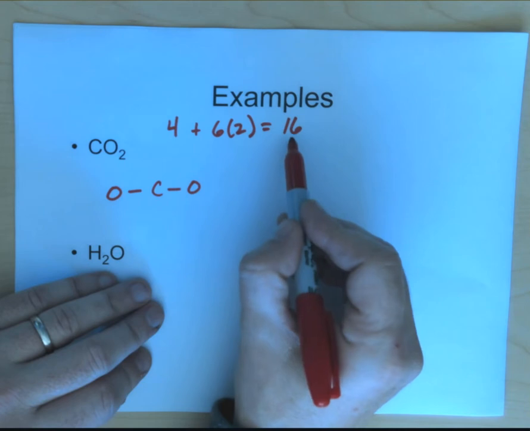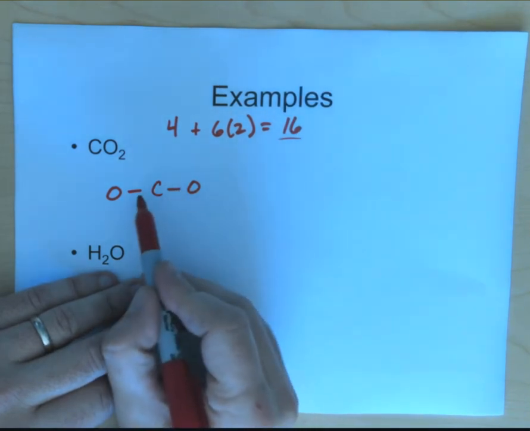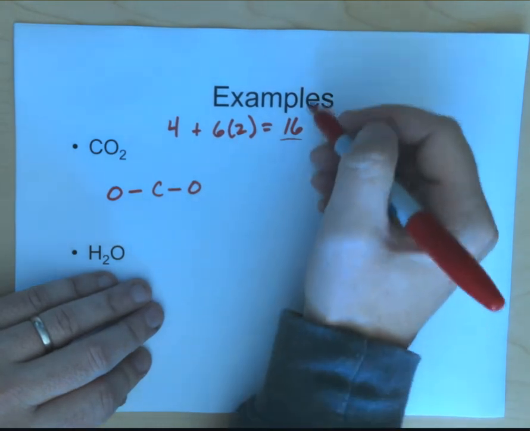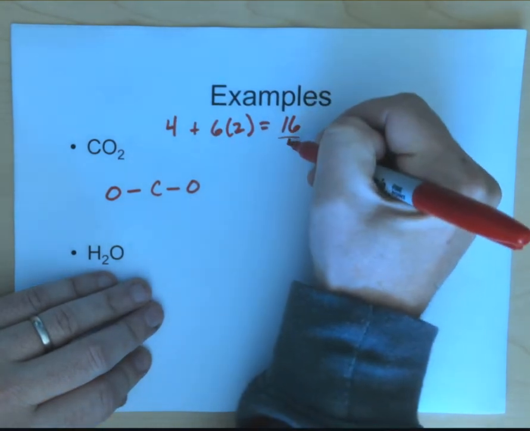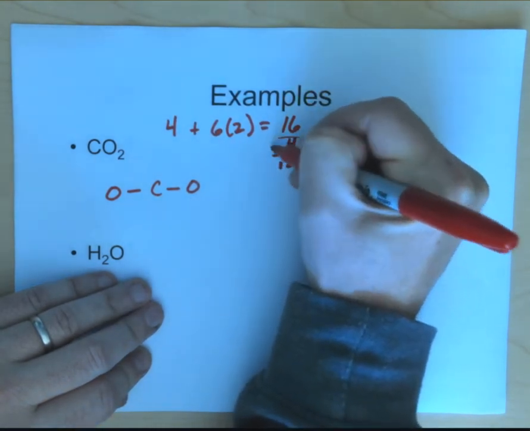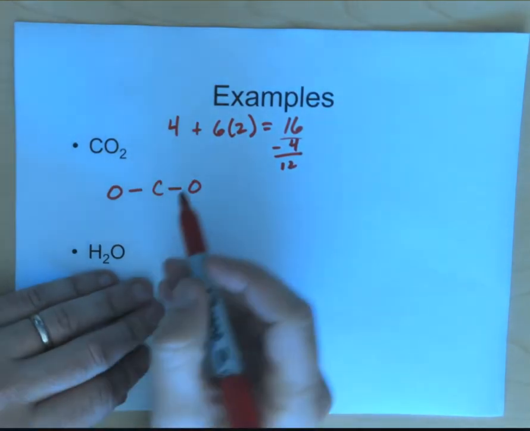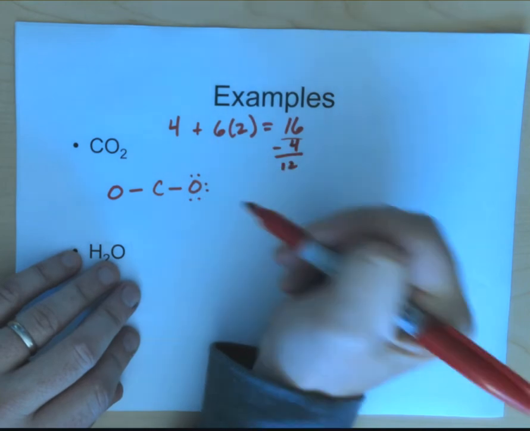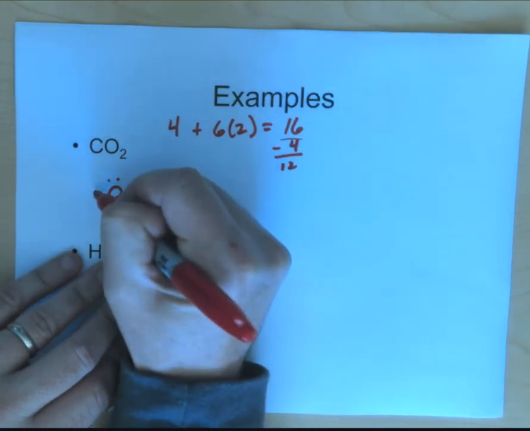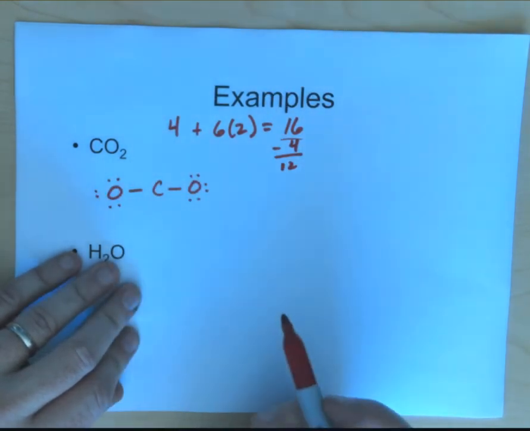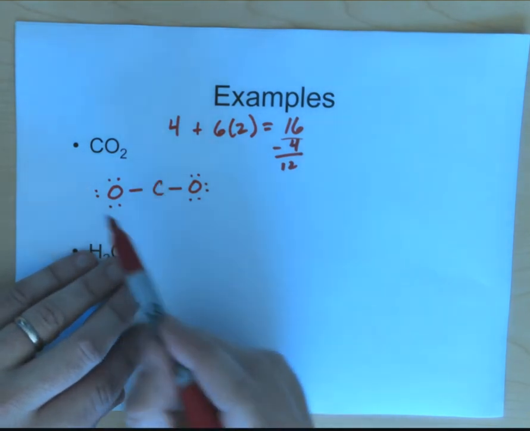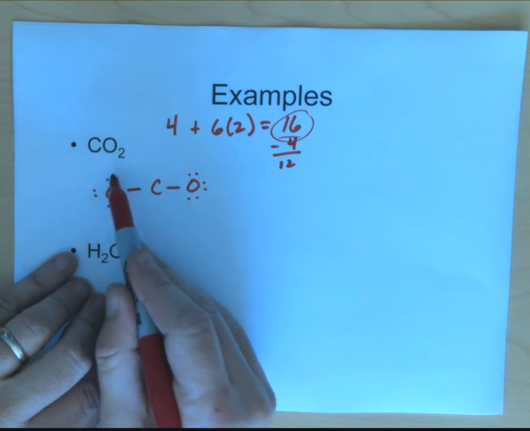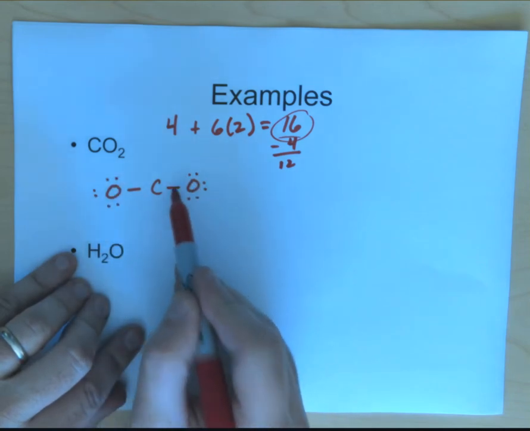Now I have to count the total number of electrons I've already distributed. So I have 16 in total to distribute, and I've put in 2 single bonds for a grand total of 4. Since I have to distribute 16 and I've distributed 4, I have 12 more electrons to distribute. Now let's go ahead and put those on the outside atoms. So 2, 4, 6, 8, 10, 12. At this point, I've distributed all of my electrons. I have 16 total. Let's go ahead and check. 2, 4, 6, 8, 10, 12, 14, 16.